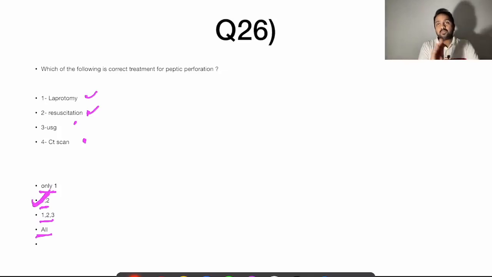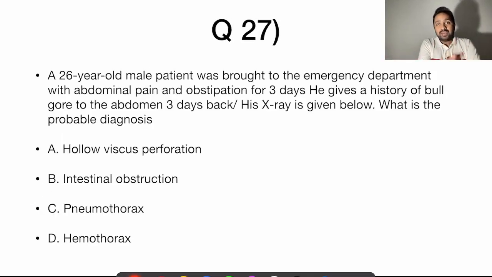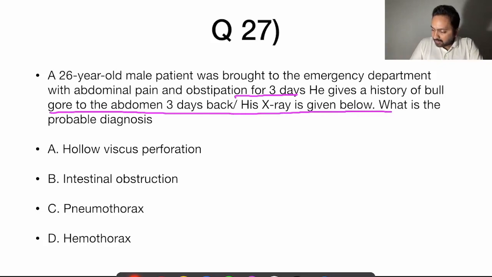Right. Now we have the next question, which is again similarly based on this concept. Now a 26-year-old male patient was brought to the emergency department with abdominal pain and obstipation for 3 days. He gives a history of blow to the abdomen. His X-ray is given below. What is the probable diagnosis?